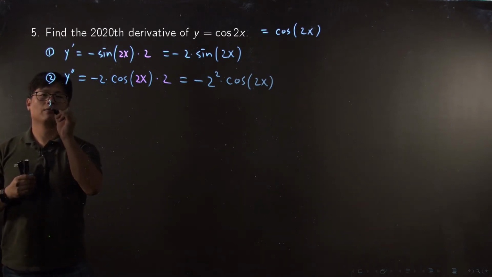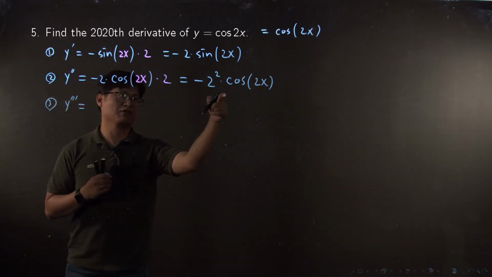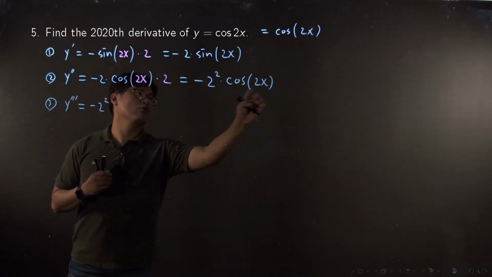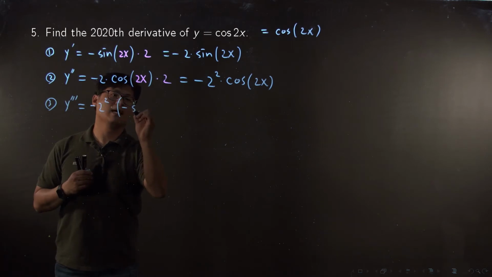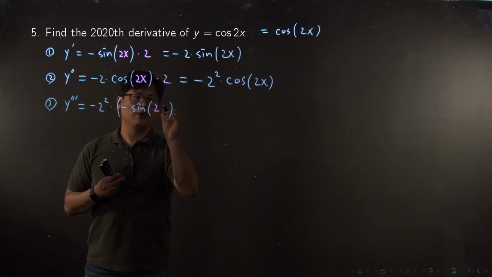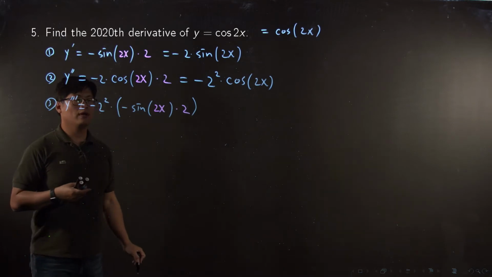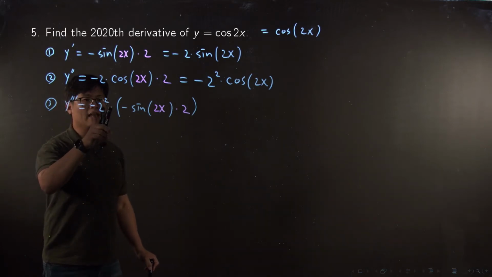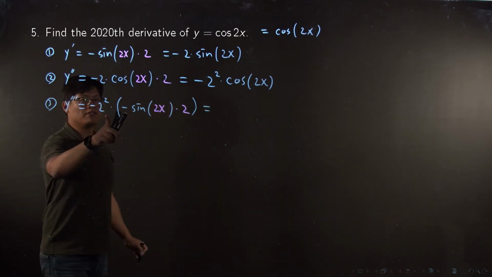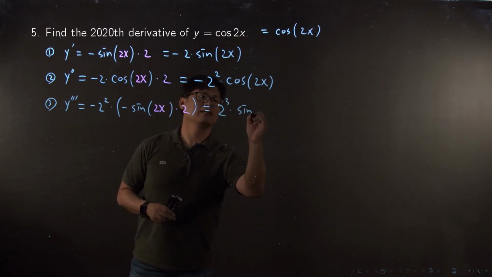Number 3, y triple prime, which means the derivative of this function. The coefficient is negative 2 squared, and the cosine 2x prime, cosine prime is minus sine, and we still have the inside function by the chain rule, 2x and 2. There we go. Are you with me so far? Then let me simplify this. First of all, there are 2 negatives multiplied, which is positive now. And then the coefficient 2 squared and 2 is 2 cubed, and my function is sine.